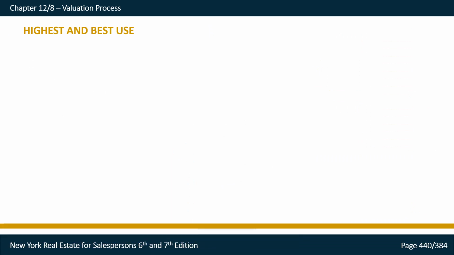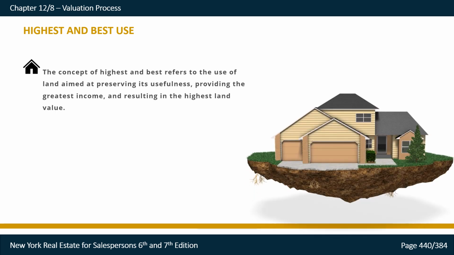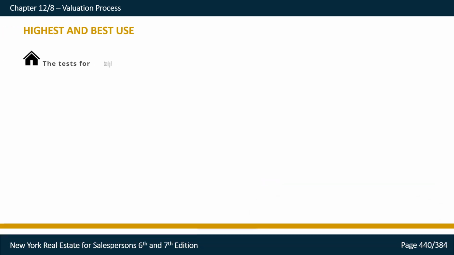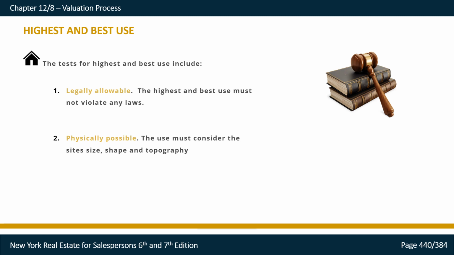Highest and best use. The concept of highest and best use refers to the use of land aimed at preserving its usefulness, providing the greatest income, and resulting in the highest land value. The tests for highest and best use include: 1. Legally allowable. The highest and best use must not violate any laws. 2. Physically possible. The use must consider the site's size, shape, and topography.